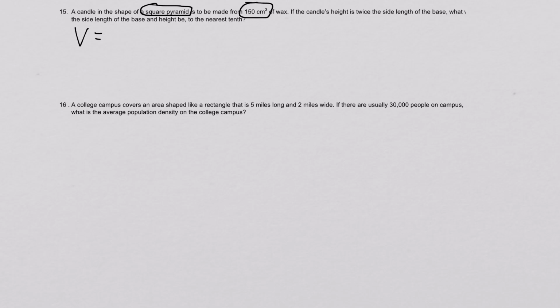The volume of a square pyramid is going to be 1/3 area of the base times height of the pyramid. Right? Area of the base times height of the pyramid. We're going to use that. Now since the base is a square, that means that the area of the base is going to be side times side, right?